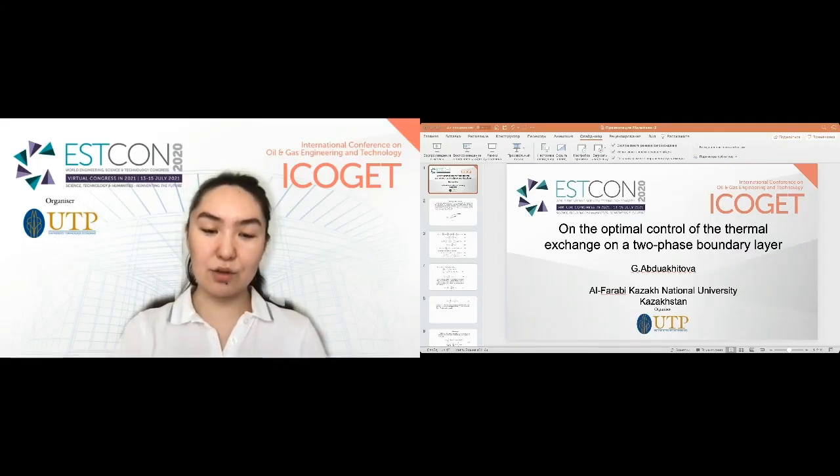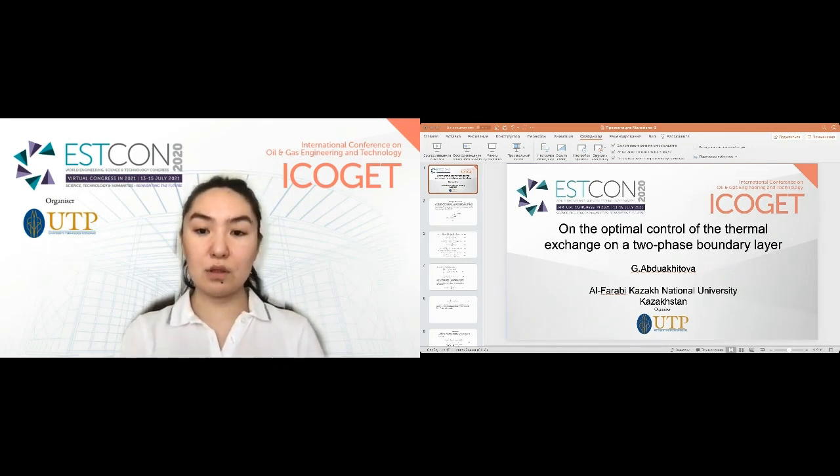Good day, ladies and gentlemen. Today I would like to present to you the topic of our article on the optimal control of the thermal exchange of a two-phase boundary layer. This paper considers the problem of optimal control of injection into an incompressible laminar boundary layer with a boundary surface. Based on the necessary conditions for the extremum of the auxiliary function, a system of equations is obtained for determining the Lagrange multipliers.